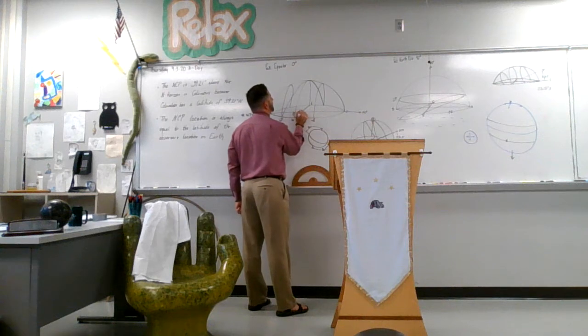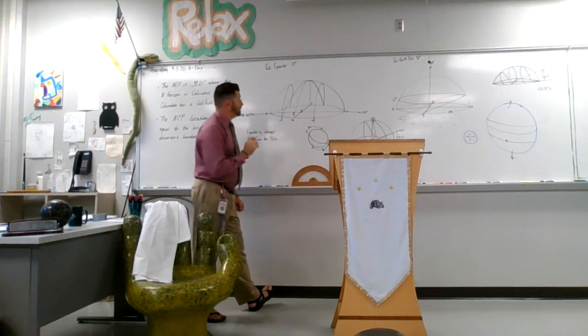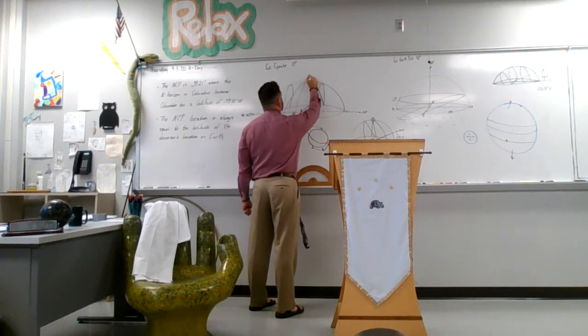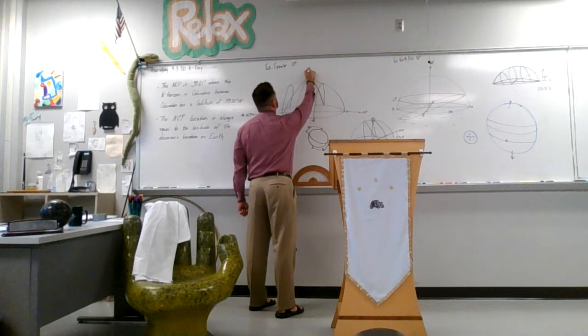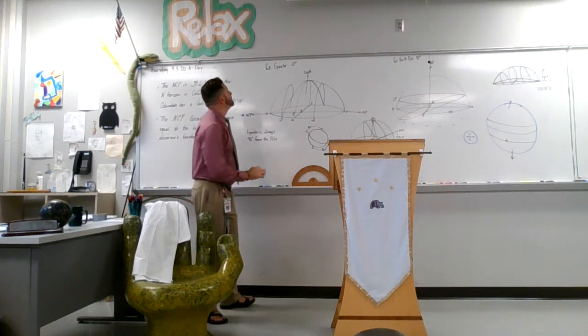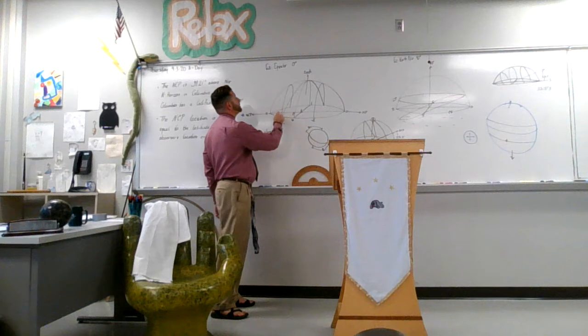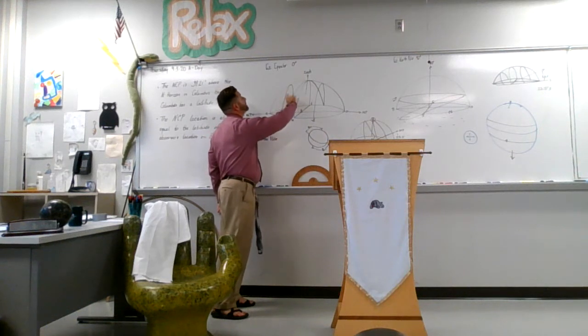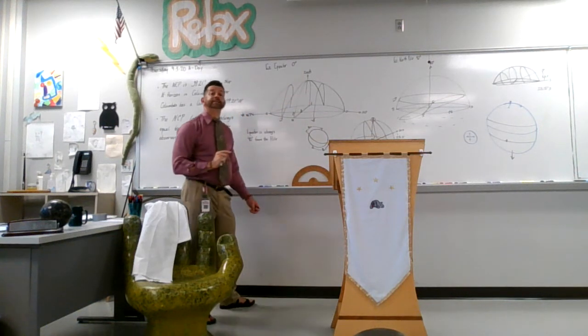Let's put the observer in. I hope you can see this. I hope this is helping. Remember, zenith is the point directly above the observer's head. So if you're at the equator, the celestial equator is at zenith.